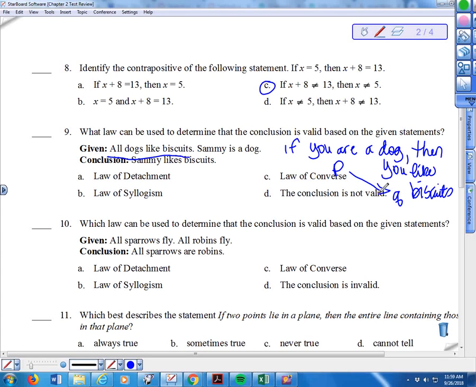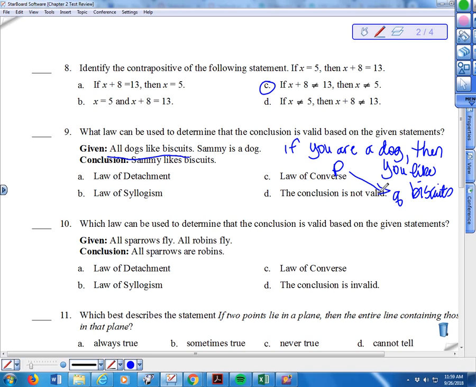Okay, sometimes it helps to rewrite it as an if-then statement so you can really see what's happening. But the law of detachment says if I tell you if P then Q, and then I tell you P happened, you can conclude Q happens. Remember, it doesn't work if I said if you are a dog then you like biscuits, and then I tell you you like biscuits. You cannot conclude you're a dog. You have to be given P to conclude Q. But that is the law of detachment.